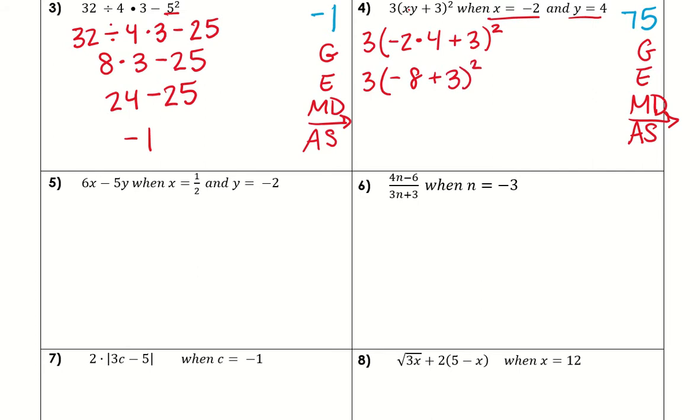Finishing off the group, I have -5. And now is when I'm going to use the exponent. And so I have to do this first before I can multiply that 3. So I have 3 times 25, which gives you 75. Again, you will have a calculator on the test, so if you don't know that off the top of your head, that's okay.